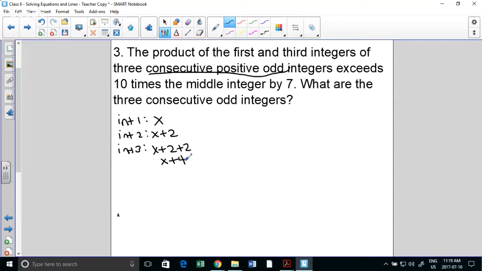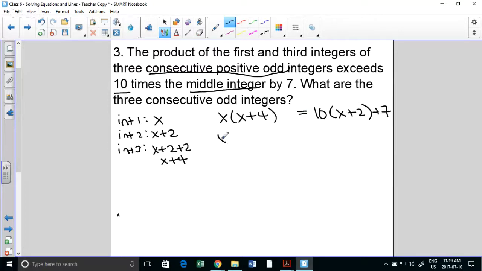Now it says the product of the first and third integer is 7 more than 10 times the middle integer. So to make these equal, I have 10 times the middle integer. This one's more, so to equal it out, I add 7 here. Or you could subtract 7 on this side, it really doesn't matter.